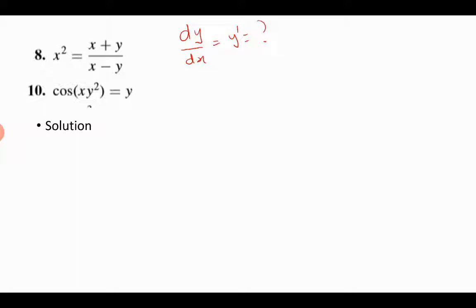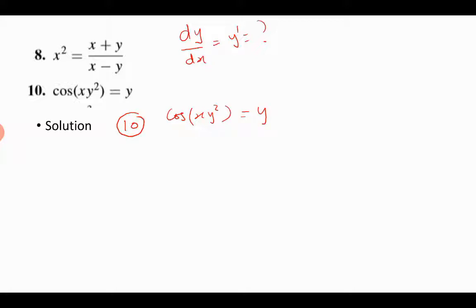The first one is easy. On the left side just 2x, on the right side you use the quotient rule. But whenever you differentiate y, make sure that you differentiate y with respect to y and then write dy by dx. That is it. Let me try problem number 10 here. This is cosine of x y square is equal to y.